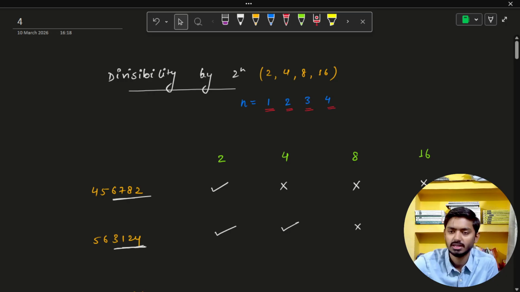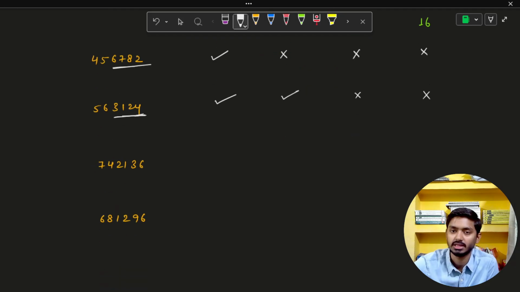All right, let's check one more. Since we haven't got any number divisible by 8, let's check this one. Last 3 digits, 8 and 56, yes, this is divisible by 8. Last 4 digits, no, not divisible by 16. This one might be, let's check. 16, 144, that would be 15. All right, divisible by 16. So I guess we got an idea of how to check if the number is divisible by 2 to the power n.